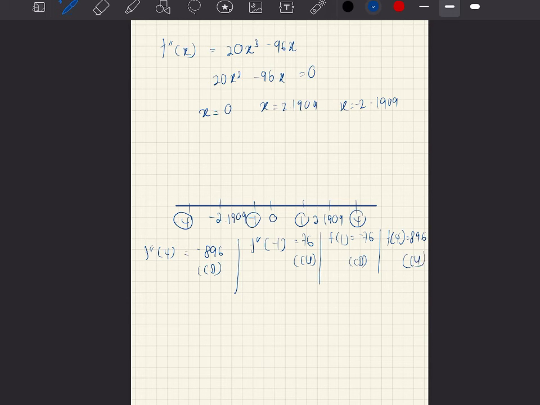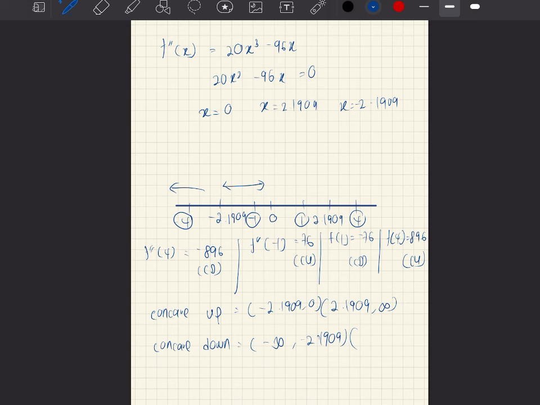We get concave up. So we know the function is concave up from negative 2.1909 to 0, and one more, from 2.1909 to positive infinity. Concave down is from negative infinity to negative 2.1909, and also concave down from 0 to 2.1909.